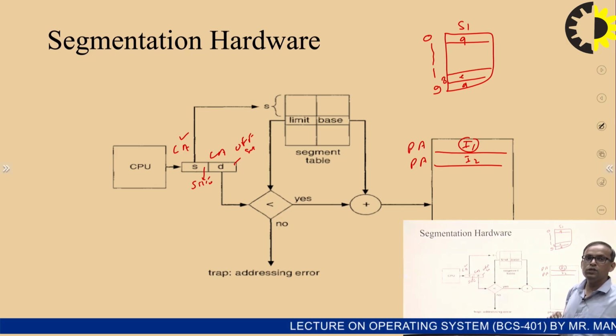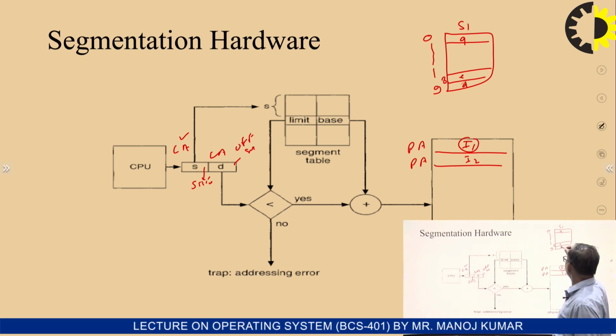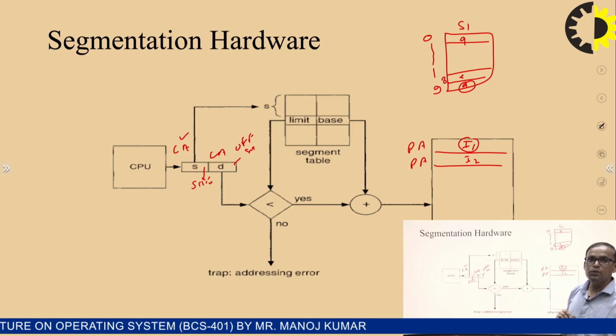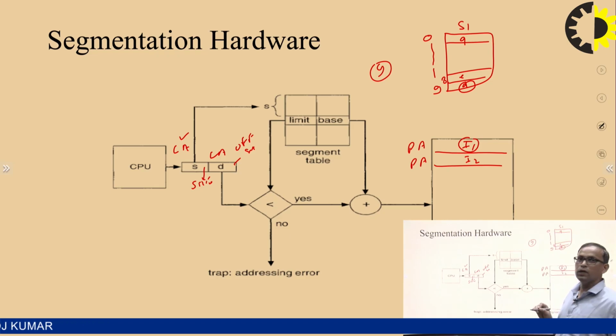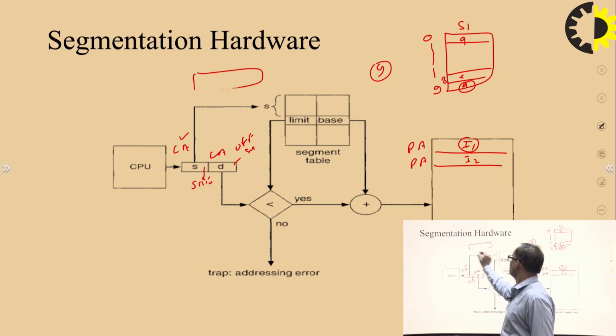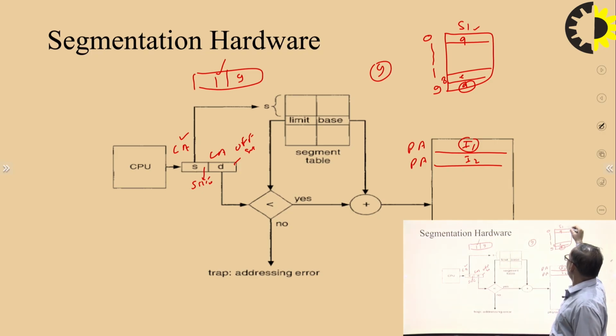Now, if the CPU wants to access this D, then the CPU will generate the logical address 9 in contrast to segment 1. So suppose this is 1 and this is 9, then this belongs to the segment number, segment 1, and this belongs to the logical address in that particular segment. It means the CPU wants to access the data or instruction which is stored at the 9th position, or 9th index, in segment number 1.